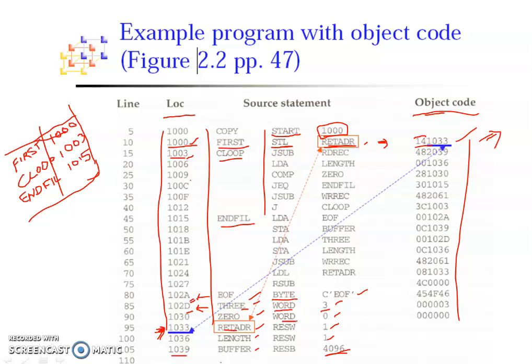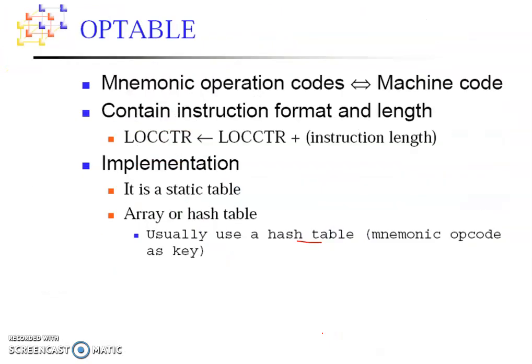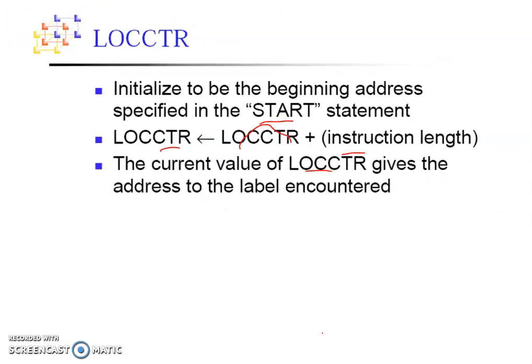Again here also the same. In the reserve word, here 1 is given, so one word is equal to 3 bytes. So 1033 plus 3, which is 1036. If instead of 1 it is given 2, then 2 into 3, which is equal to 6. So 1033 plus 6 it needs to take. So that is the calculation regarding the location counter.